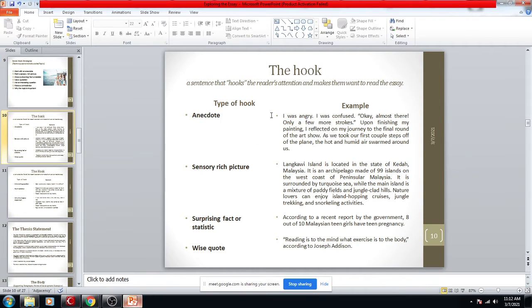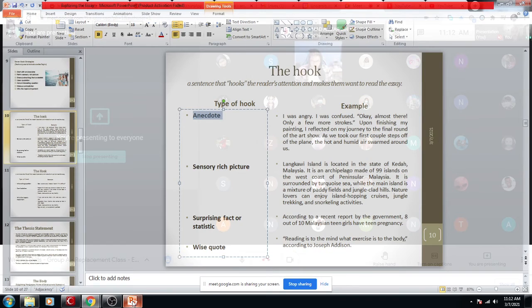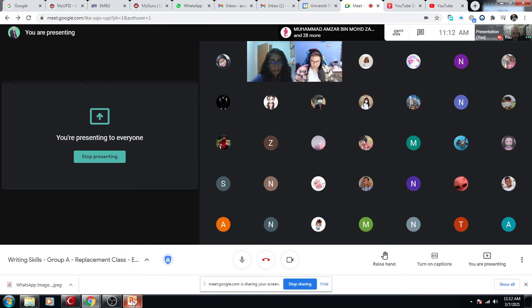Okay. The hook: a sentence that hooks the reader's attention and makes them want to read the essay. Let's look at one type of hook, and that is the anecdote. The anecdote, we've said, is simply a story that has a point.